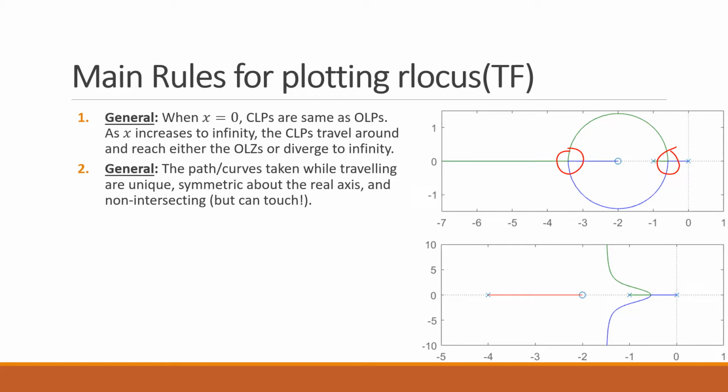Also note that they are symmetric about the real axis, and the reason for that is very simple, because the complex poles, when you have imaginary part to them, always occur in conjugate pairs.